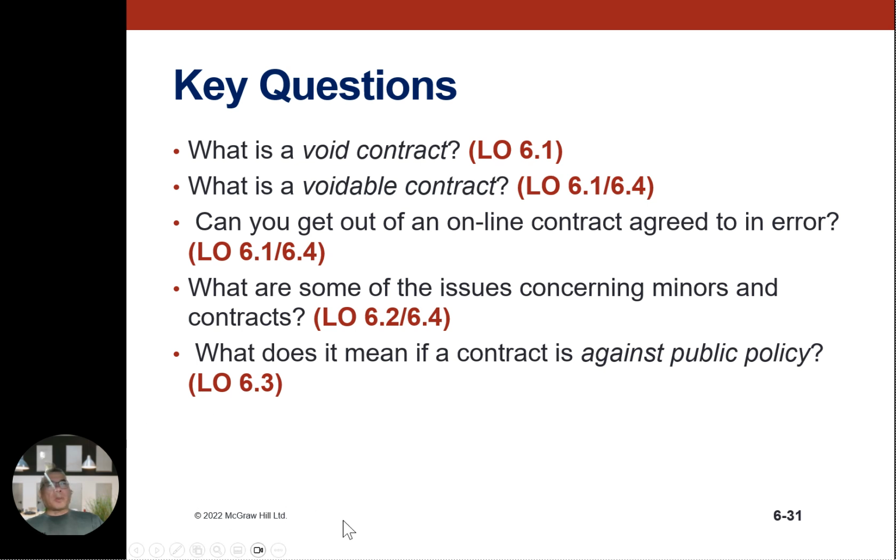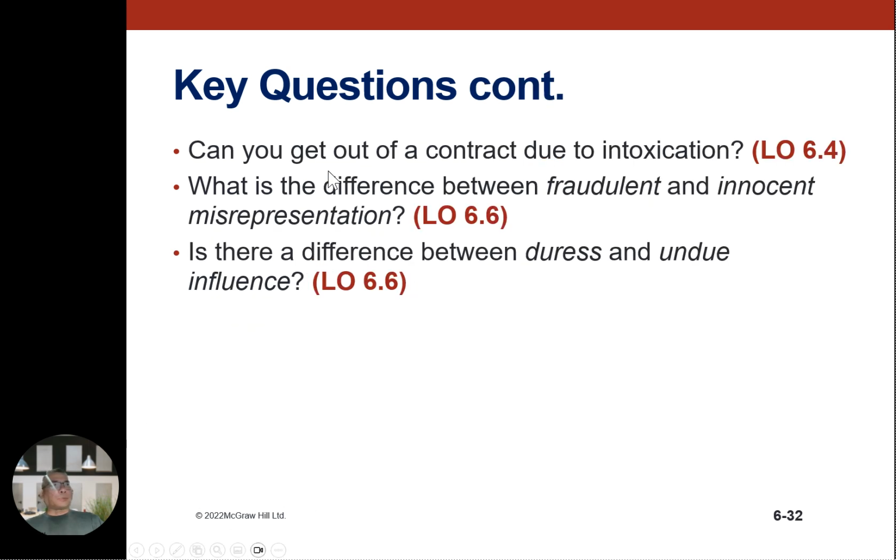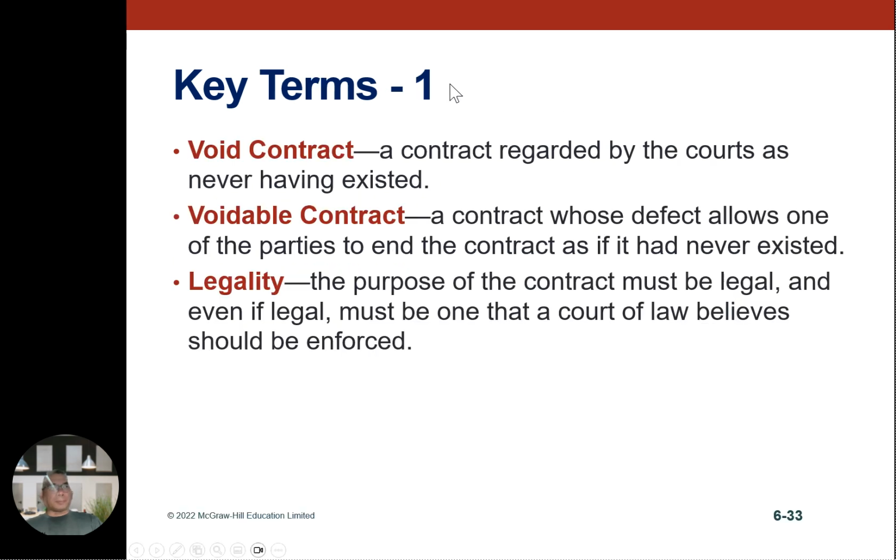6.3. Can you get out of a contract due to intoxication? For example, you're drunk and you sign a contract without realizing it. What is the difference between fraudulent and innocent misrepresentation? Fraudulent means there's an intention to be fraudulent. Innocent means no intention at all. Is there a difference between duress and undue influence? That's number 6. Let's look at the key terms step by step.